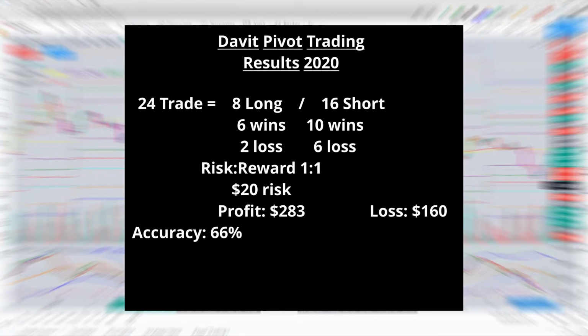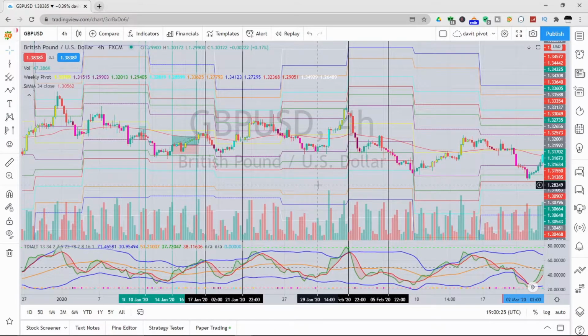Now let me explain why I got 283 on my wins. That is because I also included a trailing stop that would be basically an ATR, an average true range of 14 periods, and I basically just trailed that up just like that to see if I could get a couple of extra pips before it went negative, and it helped out the trades.